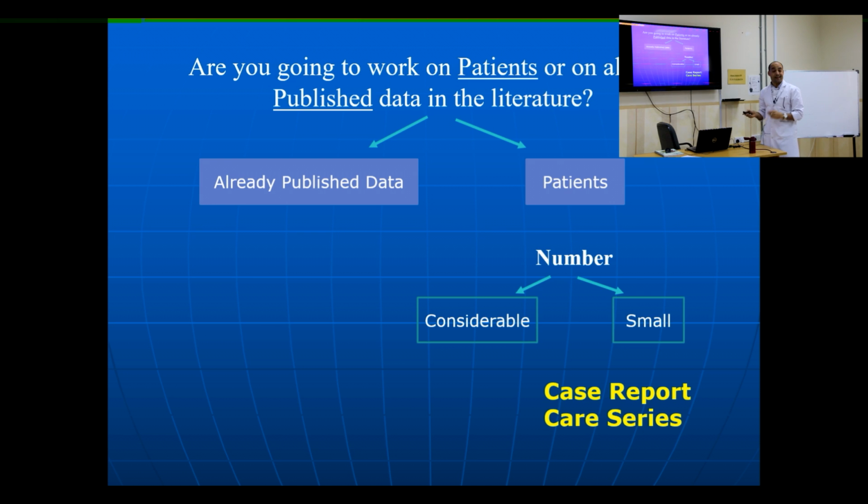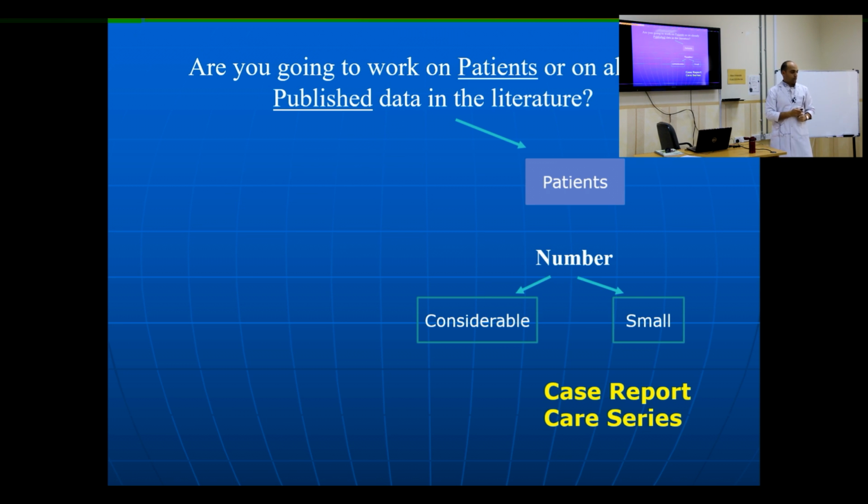The first domain is patients or already published data. I'm going to drop that out now, because at the second level, to write a review article or something, it's not easy. But let's start at least with those. The second domain is the number. I'm also going to drop the considerable or big number now. I'm going to work now on a small number, which is case series. So easy. If I'm working on patients, I have a small number of patients.